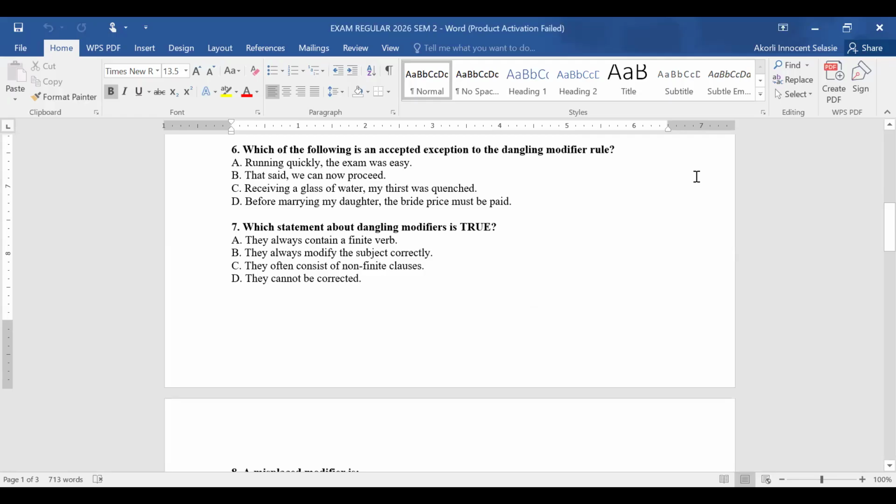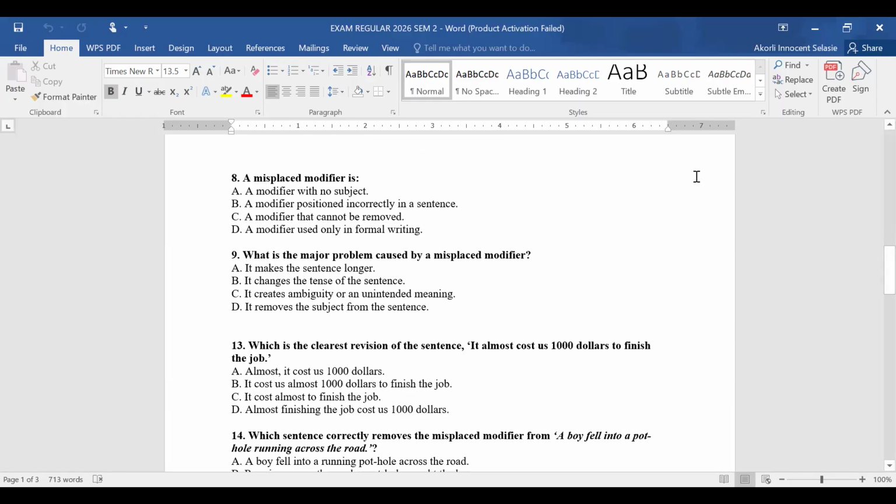Number 7. Which statement about dangling modifiers is true? A. They always contain a finite verb. B. They always modify the subject correctly. C. They often consist of non-finite clauses. D. They cannot be corrected. Okay. What could it be? C. They often consist of non-finite clauses. Yes. C. Number 8.